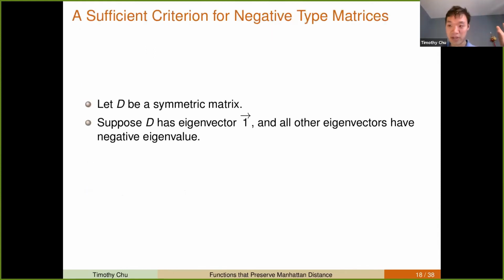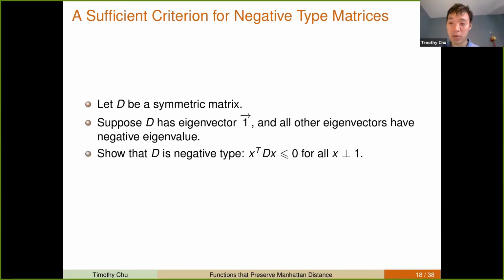So let's say you have a symmetric matrix D, and you have the additional assumption that D has an eigenvector, which is the all ones vector. Now I claim that D also has all its other eigenvectors, they all have negative eigenvalue. I want you to show that D is negative type: x transpose Dx is less than or equal to 0 for all x orthogonal to the all ones vector.